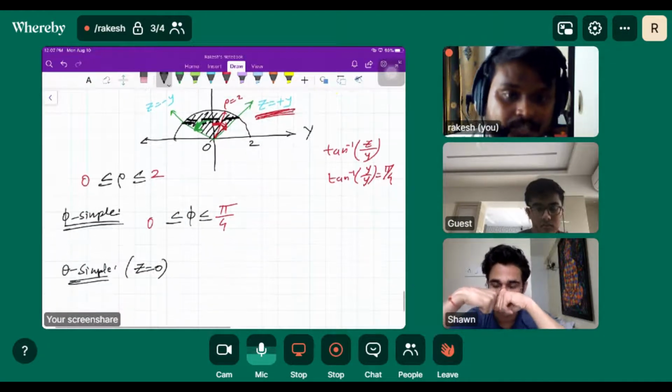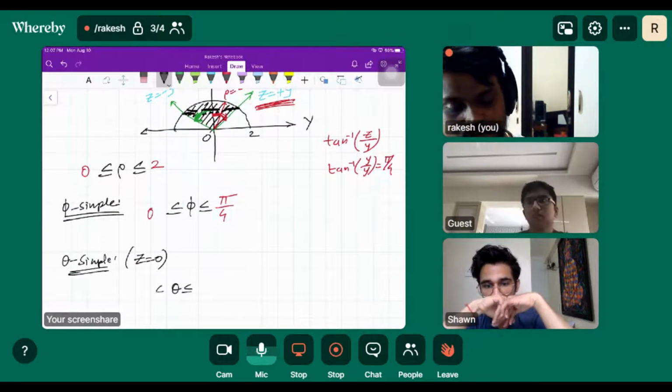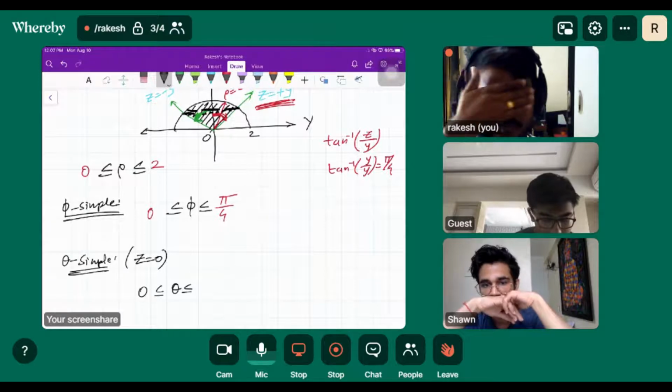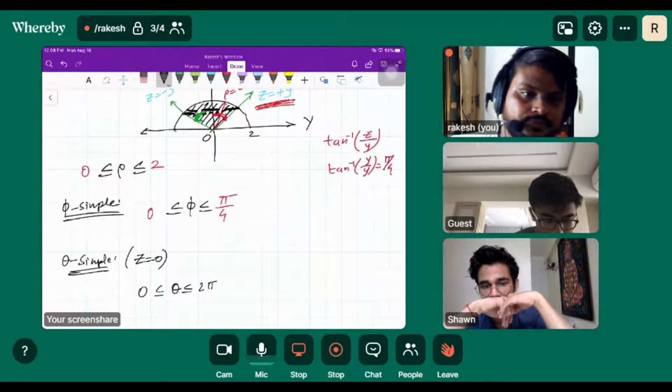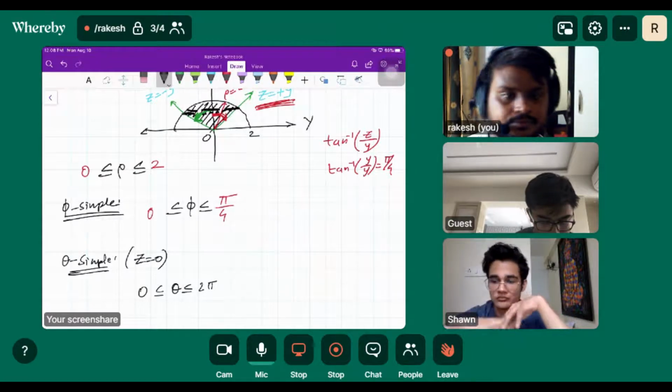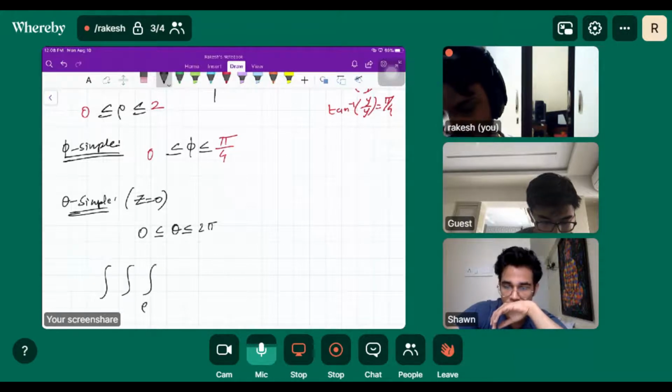That's a circle in this case, right? So theta is going from 0 to what? That's the complete circle, so it's 0 to 2 pi. Now let's set up the triple integral here. Rho is equal to 0 to 2, phi is equal to 0 to pi by 4, and theta is equal to 0 to 2 pi.